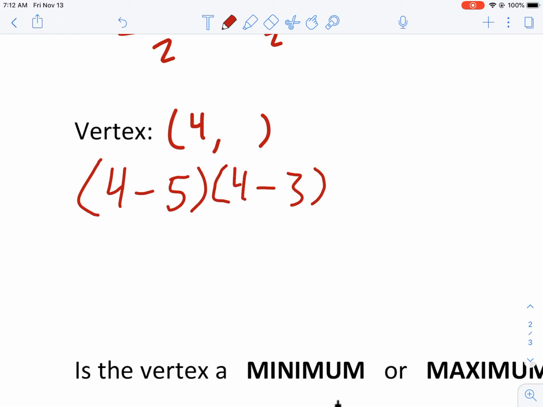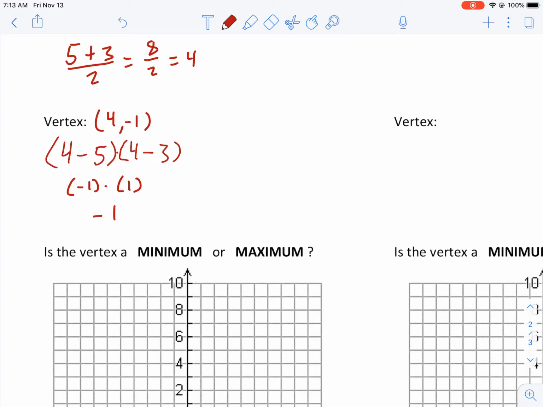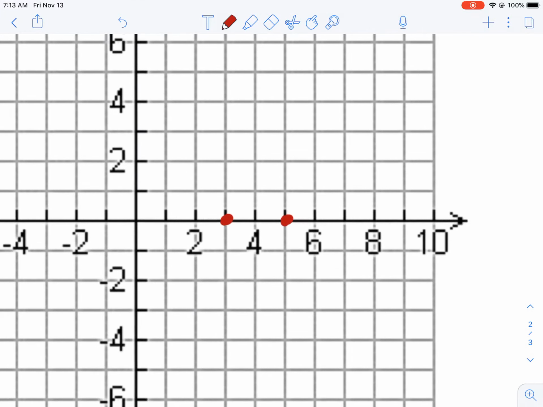So it's just like in standard form when we got the axis of symmetry and we plugged it back in. By the way, this is a multiplication problem, so remember that. So we got 4 minus 5, that's -1. 4 minus 3, that's 1. So -1 times 1 is -1. So our vertex is at 4, -1.